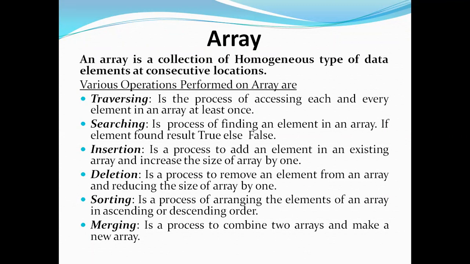An array is a collection of homogeneous types of data elements at consecutive locations. Homogeneous means all the elements are of the same type. If I'm going to access an array, that array will have all integer elements, or all floating elements, or all character elements. So whatever the elements are, they all are of the same type. When I arrange all the elements of the same type in a particular order, I call that an array.